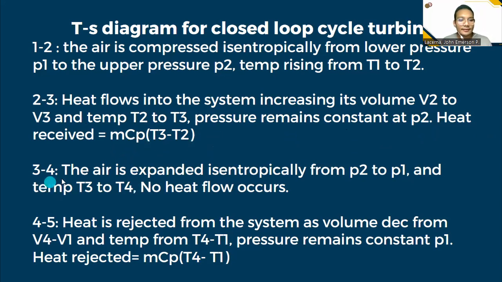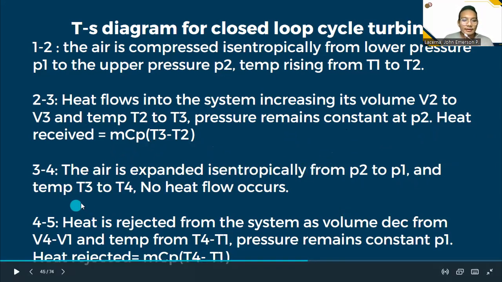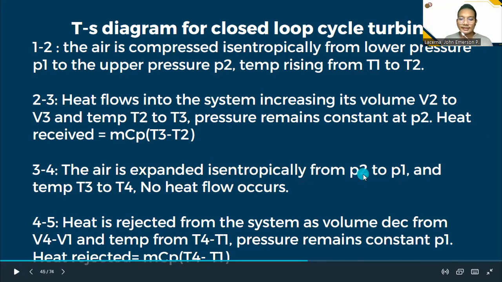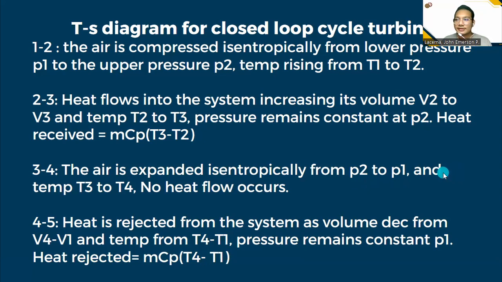Sa ating process 3 to 4, the air is expanded isentropically from P2 to P1. Again, isentropically, constant entropy, and temperature T3 to T4, no heat flow occurs. And process 4 to 5, heat is rejected from the system as volume decreases from volume 4 to volume 1, and temperature from T4 to T1. Pressure remains constant at P1 and heat rejected is equal to mass times specific heat times the quantity T4 minus T1.